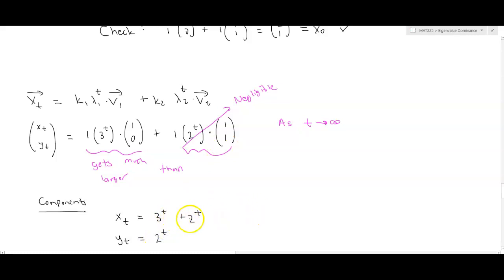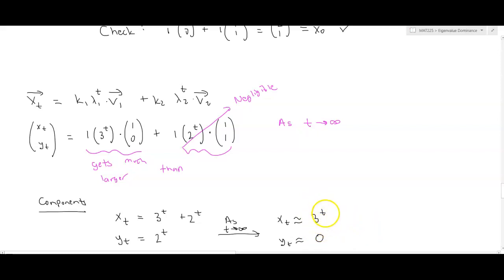And so you could see that as t approaches infinity, this term we said becomes negligible. Essentially doesn't become 0, but comparatively to 3 to the t becomes 0. So x sub t is going to get infinitely large. So we can say that as t approaches infinity, x sub t becomes essentially 3 to the t, and y sub t becomes essentially, comparatively, 0. I know that 2 to the t continues to get larger and larger, but the relationship between those becomes 3 to the t and 0.